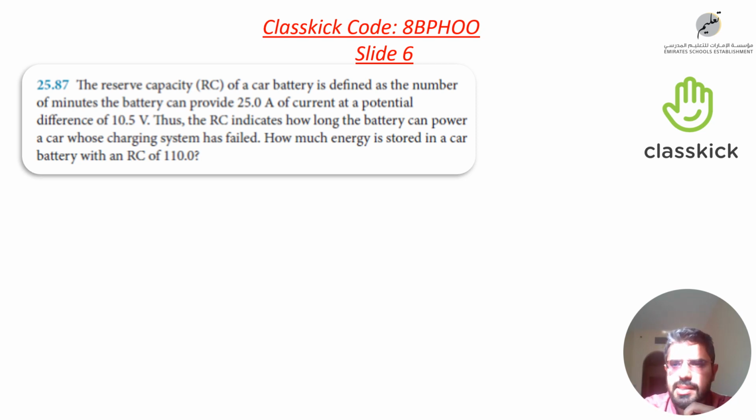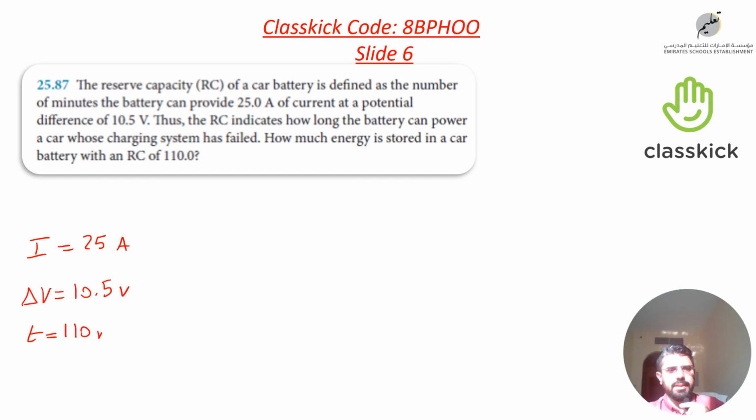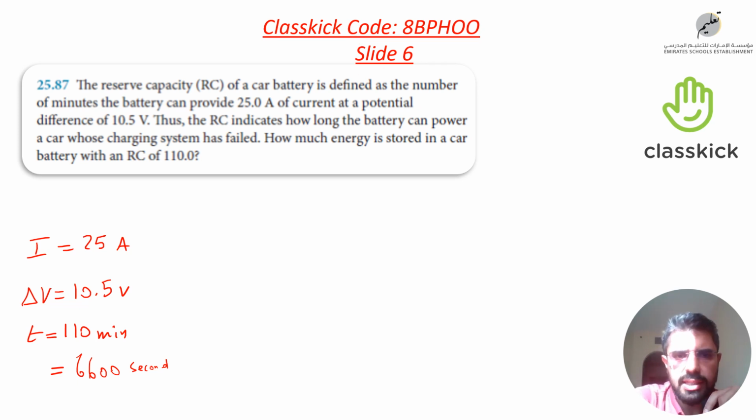This is slide 6 and this is the given. I equals 25 amperes, delta V, the voltage, equals 10.5, and time equals 10 minutes. You can convert it to seconds, of course. I'll give you the freedom to solve this on slide 6 on Classkick.